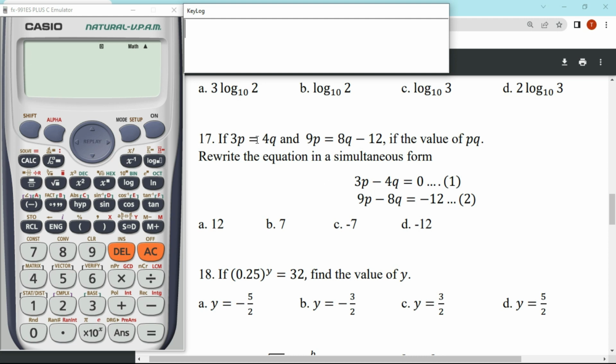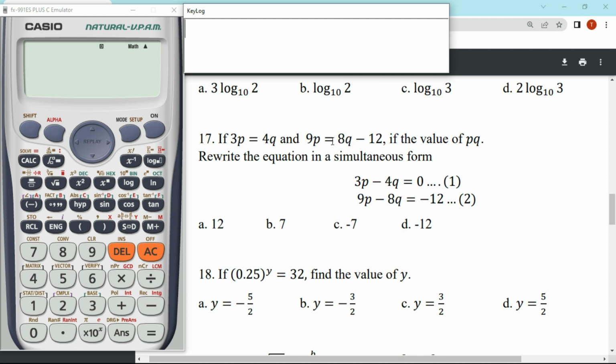3p minus 4q is equal to 0. So that's what we have here. 3p minus 4q is equal to 0. Then we have 9p is equal to 8q minus 12. Alright, so we have to rewrite this in a simultaneous equation form. So we have 9p, this will cross the equal to sign to become a negative.